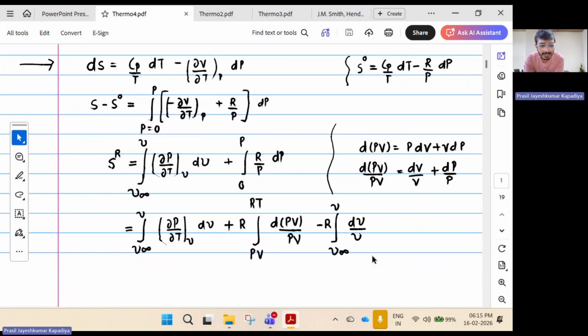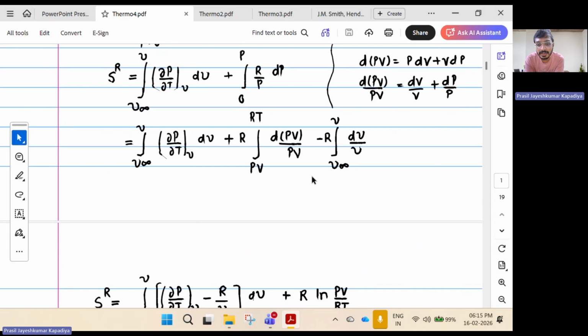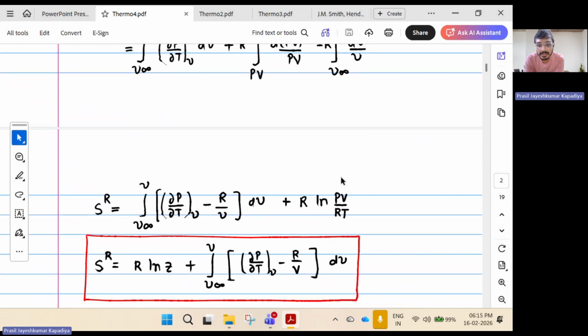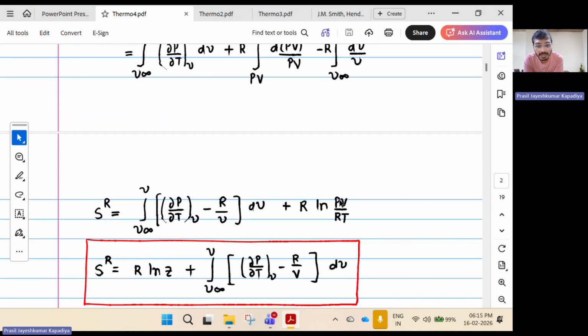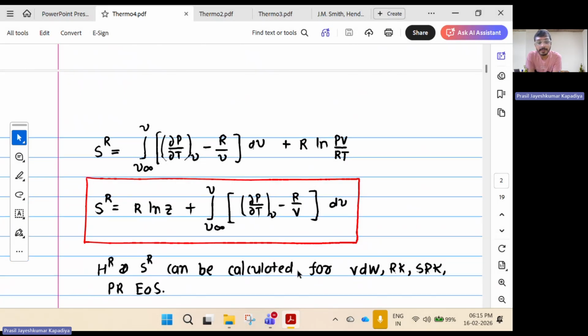Then we put some values. I just combine these two terms, and this term as it is, PV by RT, is nothing but Z. So the residual entropy will be R into ln Z plus the integral from V infinite to V of del P del T at constant volume minus R by V dV. So let's say I am now dealing with the van der Waals equation of state.